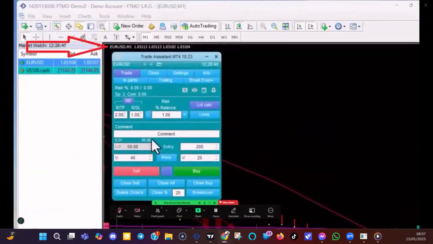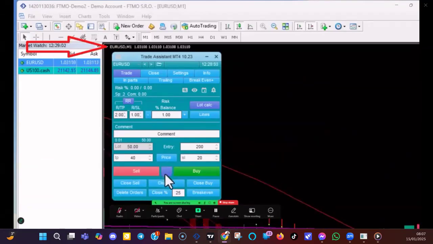I've got my risk to reward on the trade assistant locked at 2-to-1. I've got my risk balance at 1%. Lot calculator is on, and my little purple button here between the buy and sell is also activated. So we're ready to bring the trade assistant onto the chart. Now you'll notice here that we've got the stop loss set at 20. That indicates 2 pips when you're on a currency pair.